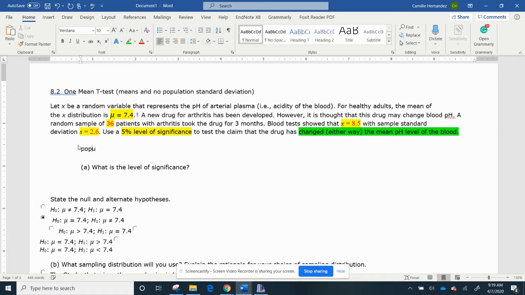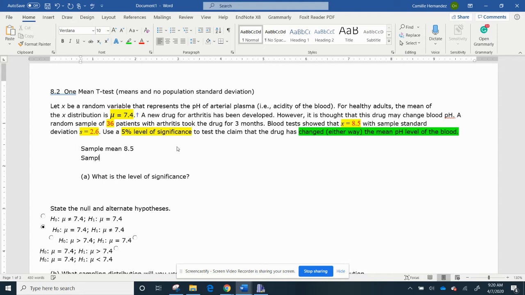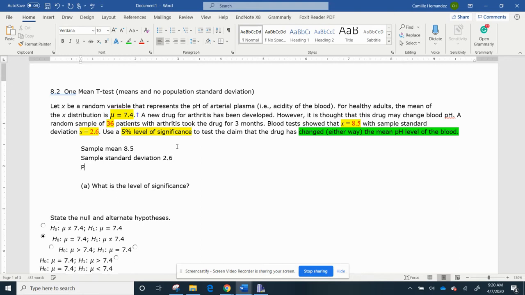Okay, population. Let's do the easier stuff too. Let's do your sample mean. So your sample mean, how do you know what to sample? Because it says here, a random sample of 36 patients took the drug for 3 months. The blood tests show that the mean was 8.5 and a sample standard deviation of 2.6. Okay, sample mean was 8.5. Sample standard deviation equals 2.6.